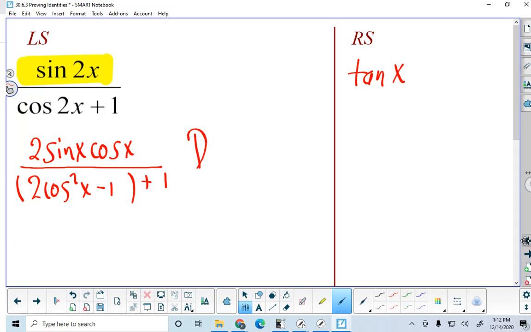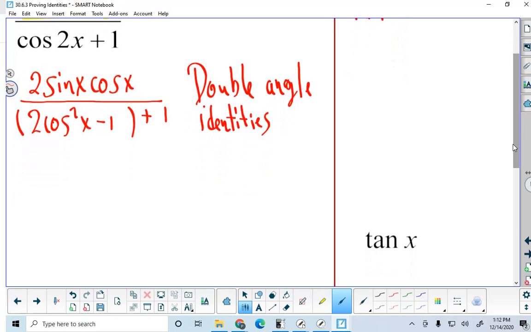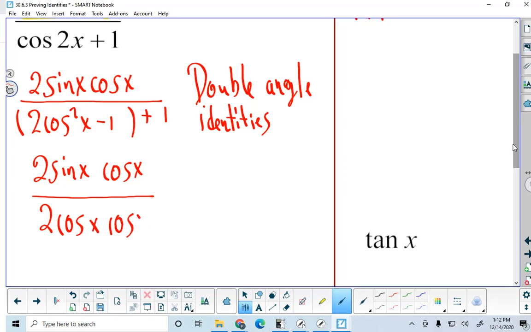Put in double angle identities. So what do we get? We get 2 sine x cos x. And on the bottom we have 2 cos squared x, which I'm just going to choose to write as 2 cos x cos x. And I want to really highlight something here for you. So the negative 1 plus the 1 is 0.